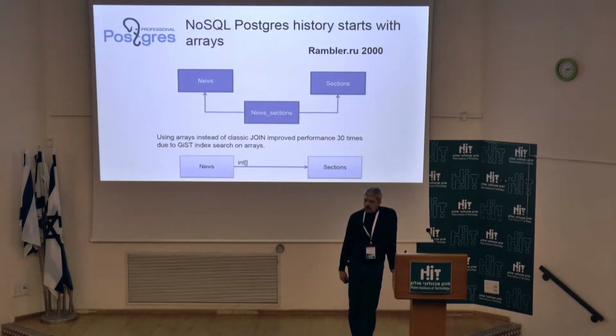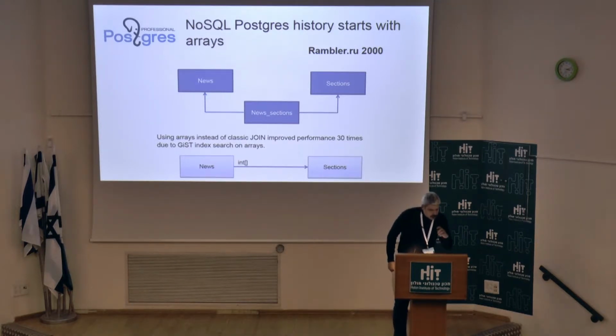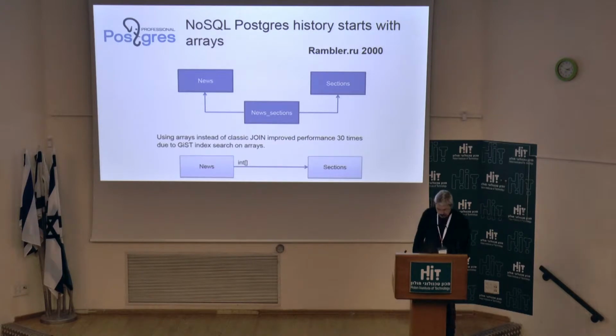But Postgres already contained arrays, and there were some ideas on how to index arrays. The thing which was done at Rambler by Teodor Sigaev, one more colleague of mine, who is also a major contributor of Postgres, was that he invented a good way of indexing arrays, a good way of array index search. So the idea was changing the join with an intermediate table to a join with an array.